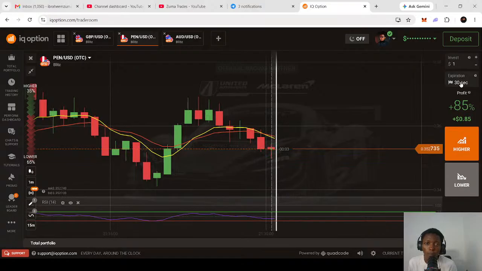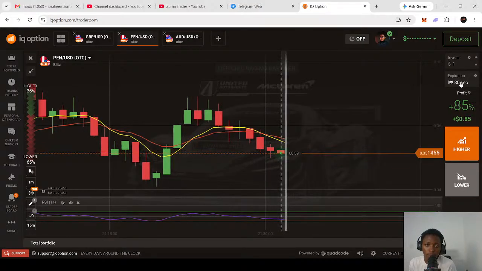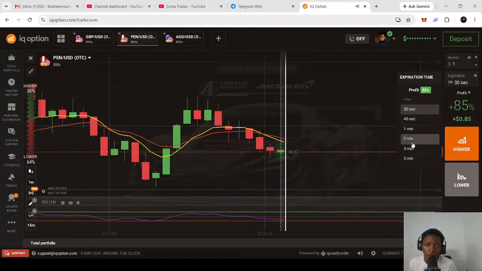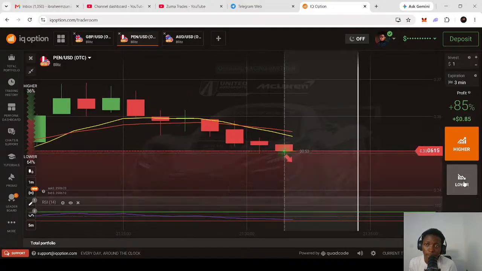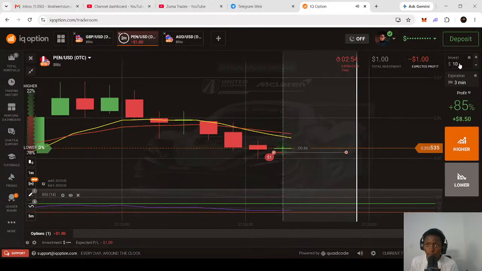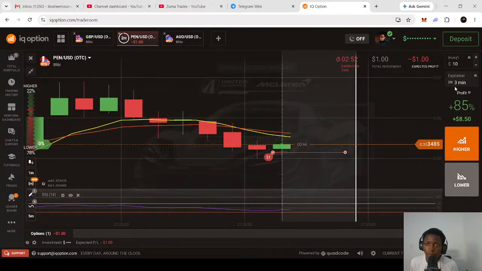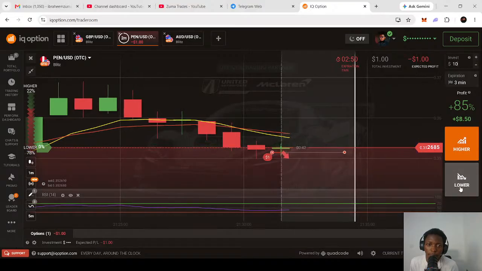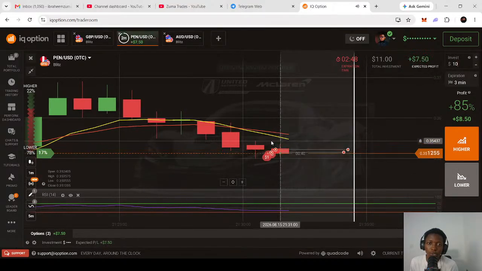So let's see. I guess we can enter for maybe 2 minutes or maybe 3 minutes, doesn't matter, but we can still have an entry. Let's put $10, right? And doesn't matter, we still have an entry.